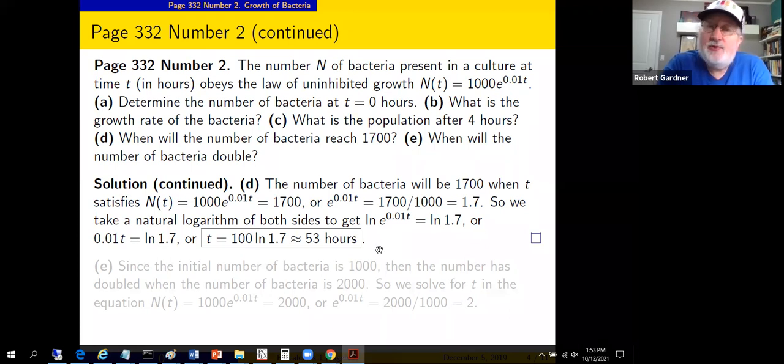I need a calculator to see what that means. We will find that that value is 53. T was measured in terms of hours, so we get 53 hours. We were going from 1,000 to 1,700. The claim is it takes 53 hours.